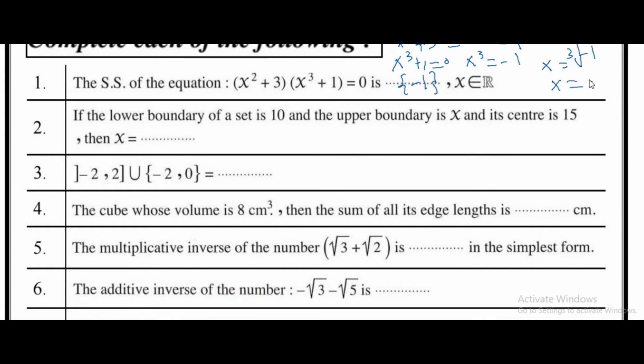The lower boundary, the lower limit of a set, is 10 and the upper is x, so the center is 15. Then x equals, we make an equation: lower 10 plus upper x over 2 equals 15. The center is 15, it means 15 over 1, cross multiplication. Therefore 10 plus x equals 2 times 15, which is 30. So 20 plus 10 equals 30. x equals 20.